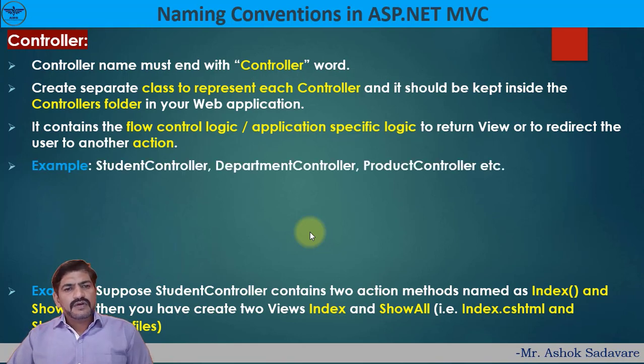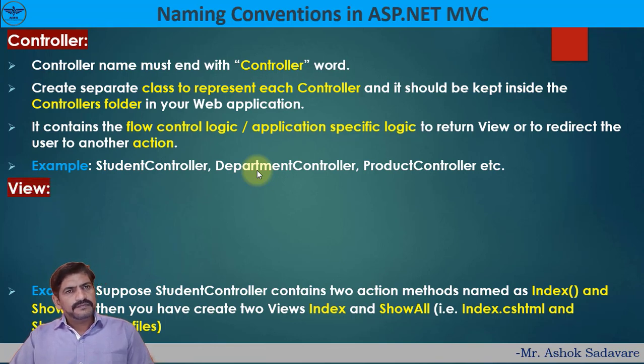Let's see an example of this controller class, how to specify the name of the controller. Suppose I want to create a student controller, then you have to add a student class, and the name of the class should be StudentController. If I want to access the department data and perform some actions on it, then I should create a class named DepartmentController. These are some examples of how to name the controller class.